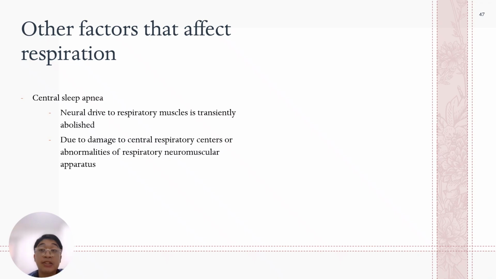Next, we have central sleep apnea. When you talk about central sleep apnea, this time the neural drive to the respiratory muscles is transiently abolished. This can either be because of damage to the central respiratory centers or abnormalities of the respiratory neuromuscular apparatus.